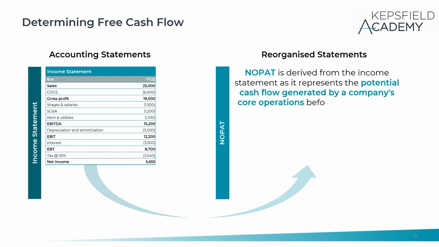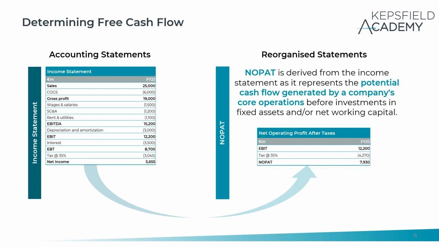It's essential for understanding the potential cash flow generated by a company's core operations before any investments in fixed assets or net working capital. To calculate NOPAT from an income statement, follow these 3 simple steps. First, locate the company's operating income, also known as EBIT, earnings before interest and taxes. This value represents the profit generated from the company's core operations, without considering financing costs.